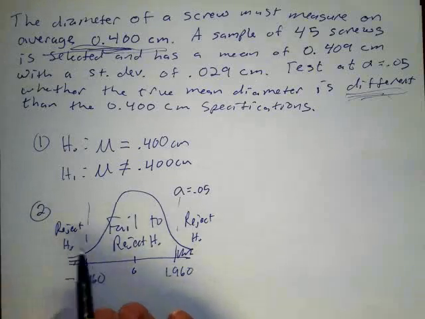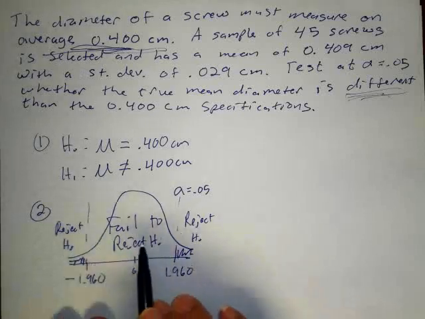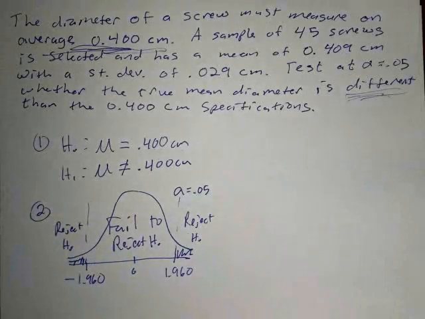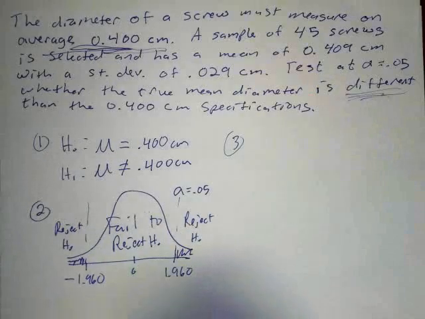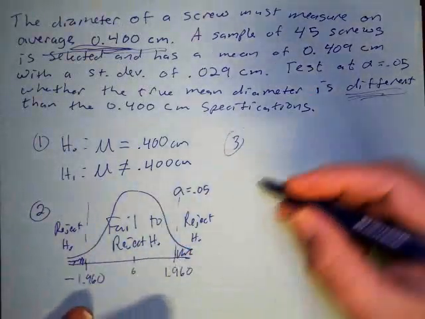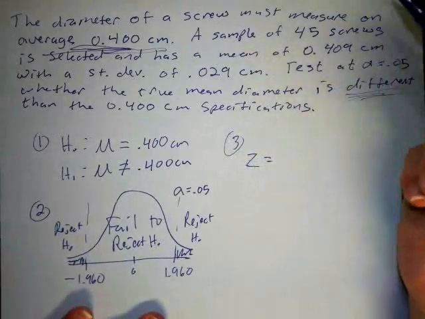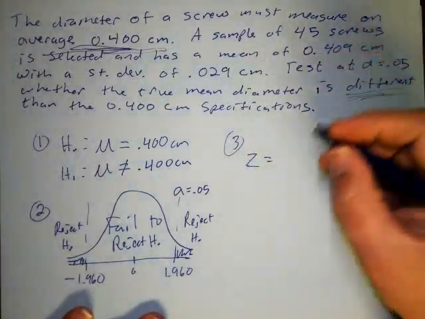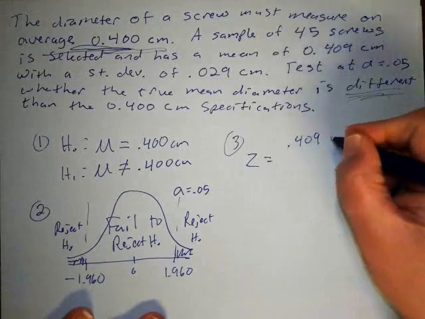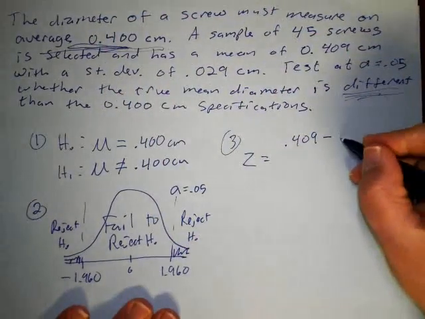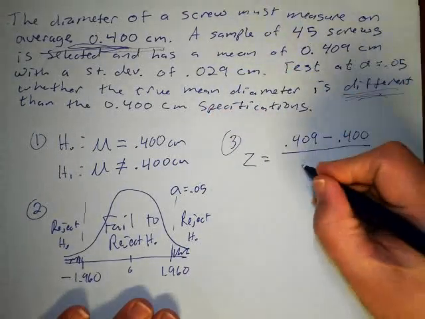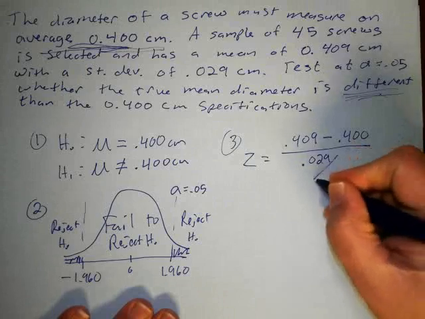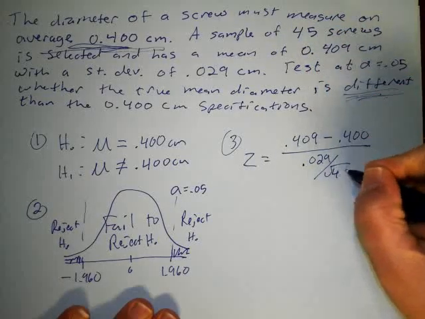One thing I was going to say is once you get the hang of how these work, you don't have to write this out every time. I just do that to make things clear as we discuss it here. Okay, so now my test statistic, we want to see where it lies here. So I'm going to take the sample mean, which is 0.409, minus the hypothesized mean, 0.400. Divide this by the standard deviation, 0.029, over the square root of n, which is 45.